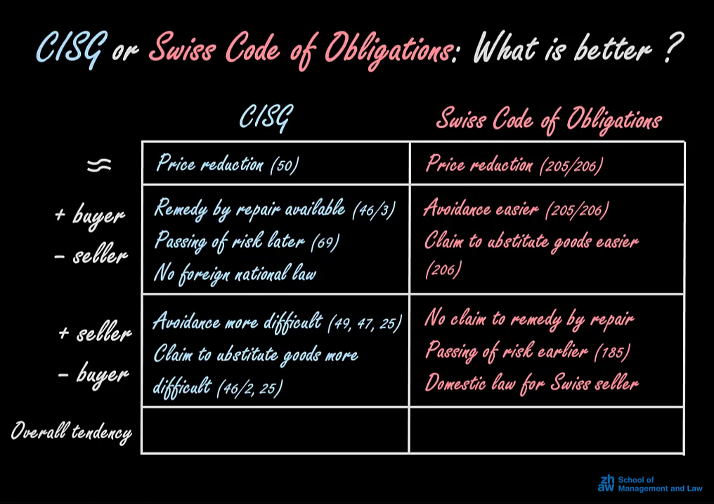Looking at the balance of the whole comparative analysis, I think it is fair to say that in an overall perspective, the Swiss Code of Obligations seems to be slightly more advantageous for Swiss sellers, whereas the CISG seems to be slightly more advantageous for foreign buyers. In practice, many Swiss sellers tend to systematically exclude the application of the CISG in favor of the Swiss Code of Obligations in their standard contracts, even though the CISG seems to be slowly gaining in popularity as well.